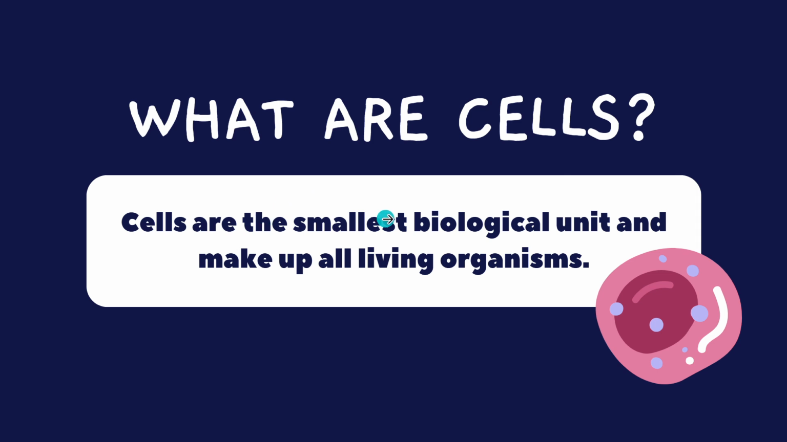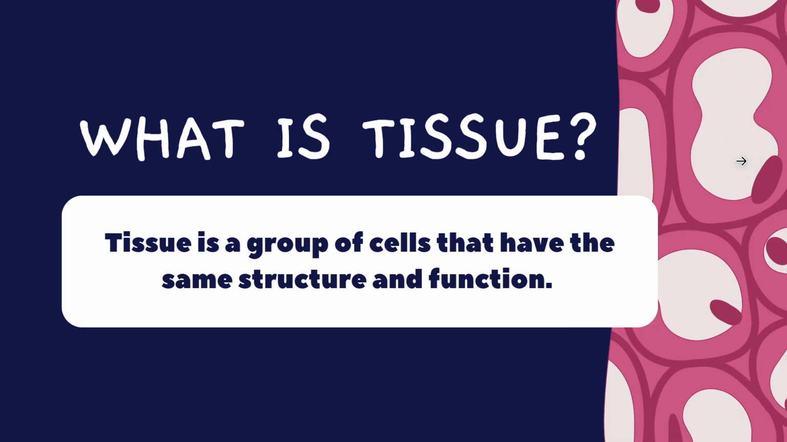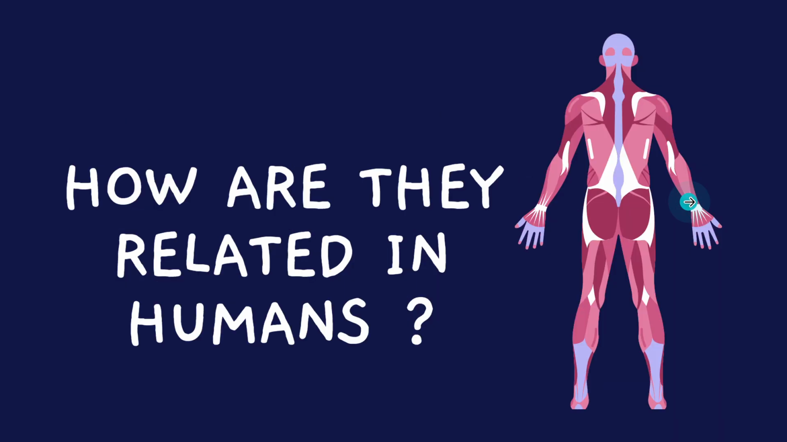What are cells? Cells are the smallest unit of life and they make up all living organisms. And then what are tissues? Tissues are basically cells which are similar in structure and function. They come together, they form a group to perform the same function. So together they are called tissues.